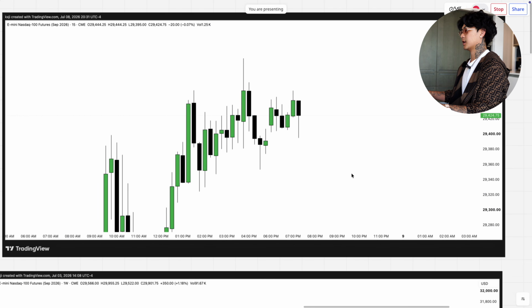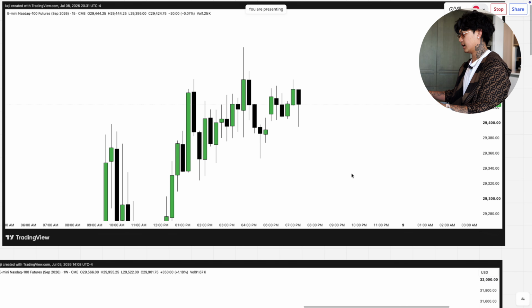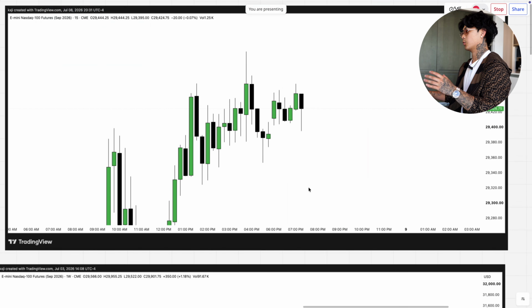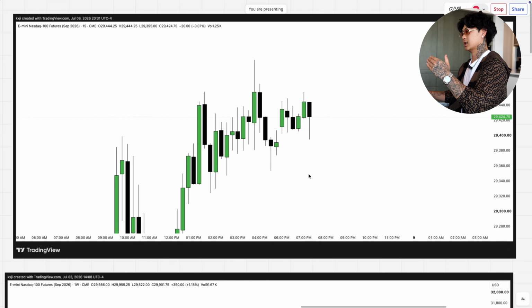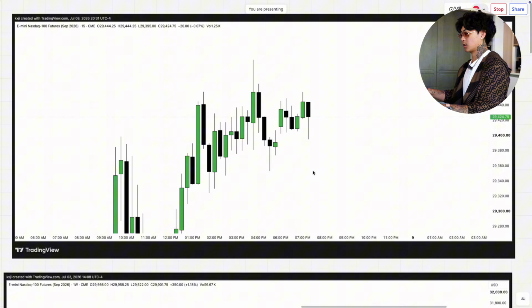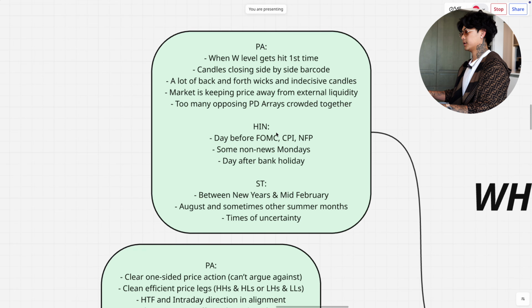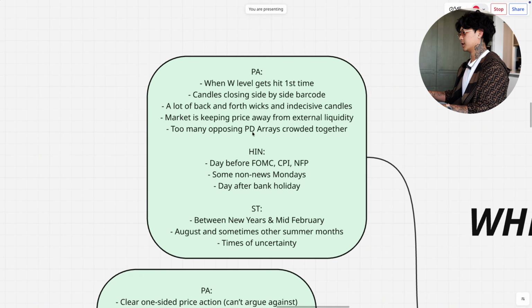So these are the key things that you also want to be gathering in your own screenshots, because it's going to make a world of difference when you know exactly what certain conditions look like. And that's the main way you can start to avoid some of these as well. And then this also happens when we have too many opposing PD arrays crowded together. So if there's bullish and bearish PD arrays all on different sides, it's very hard for price to go anywhere.